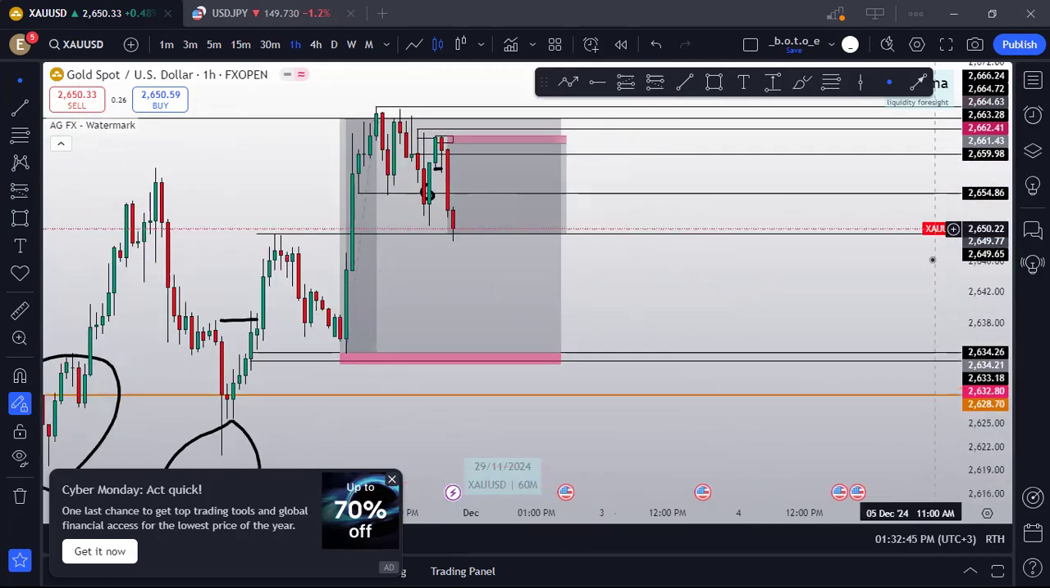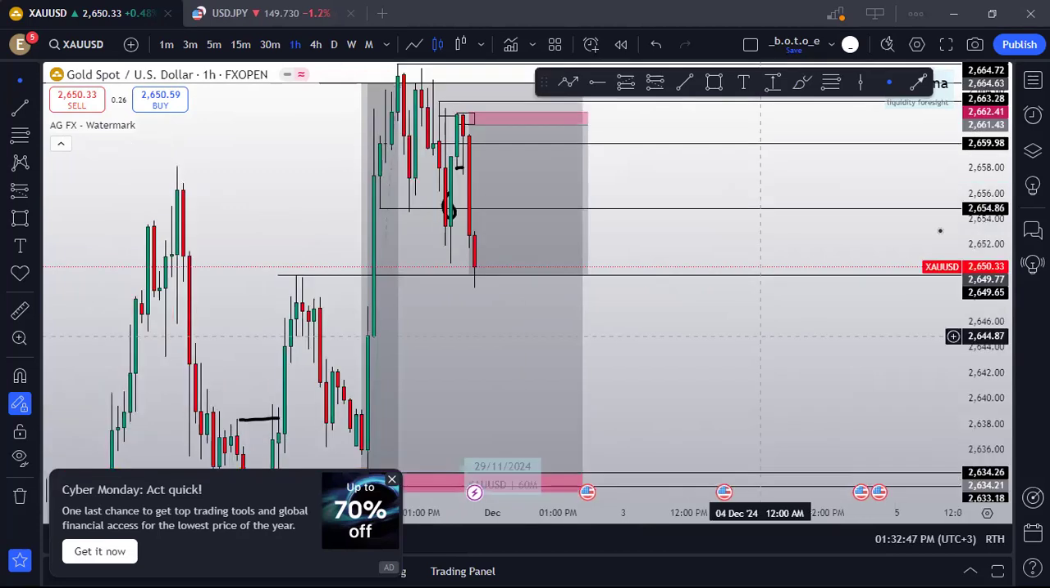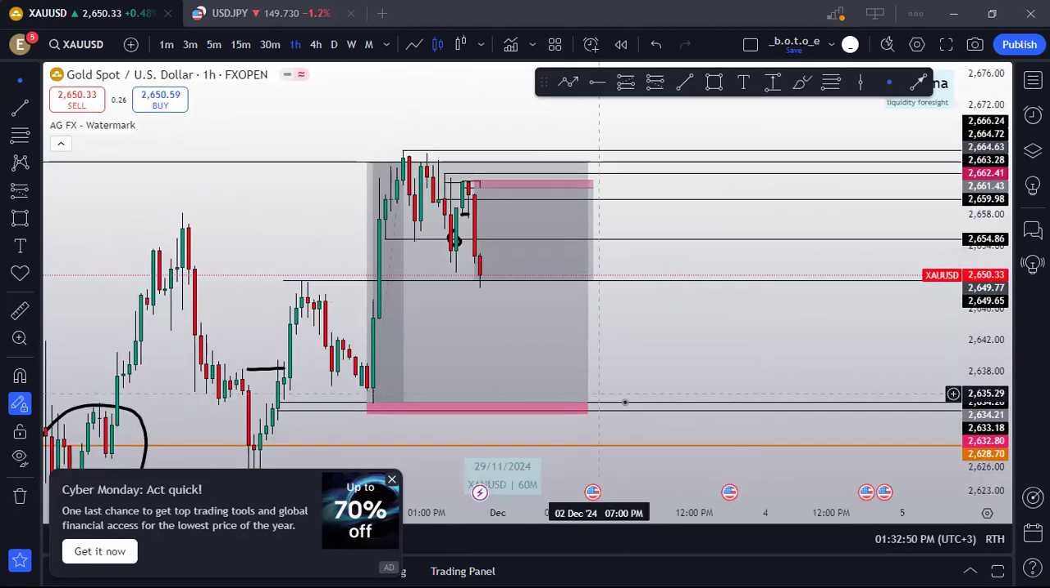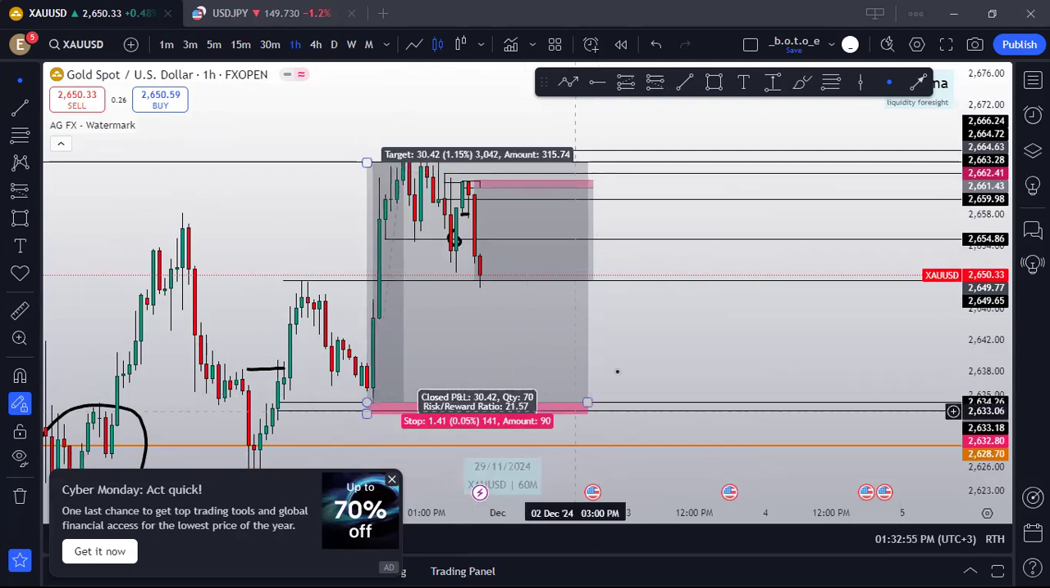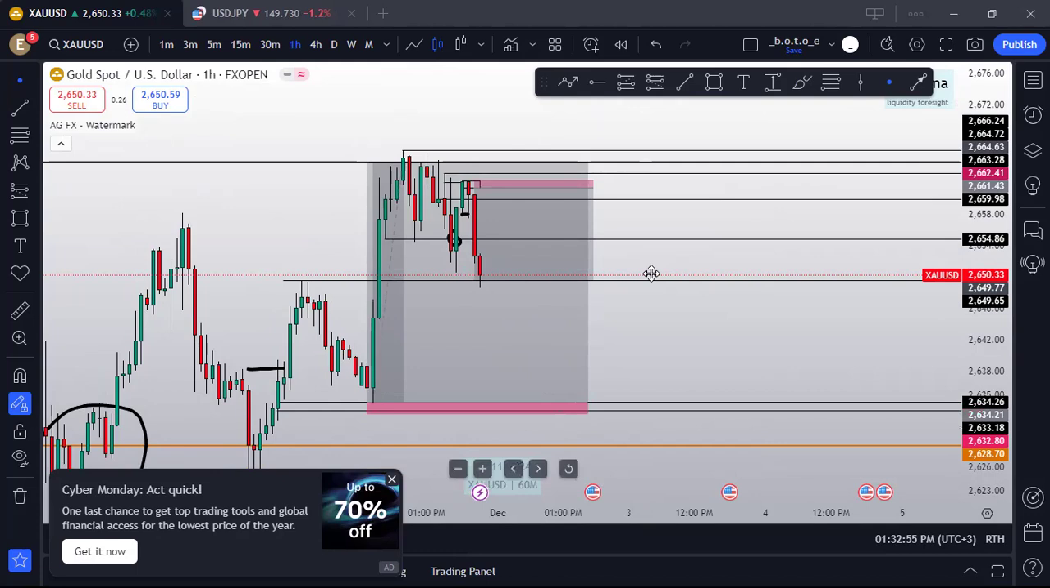So that's it for this particular recap. Nice and easy, 300 plus 100, 400 pips. You're risking 10 on this, risking 10 on this. So yeah, that's probably like a 1 to 40.